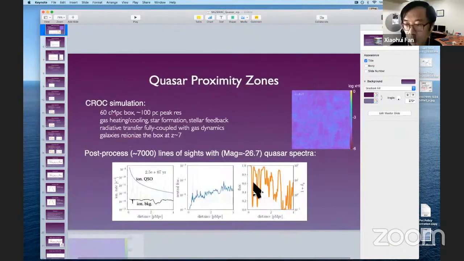Thank you. I have a quick question. In your recovery, you assume that you know exactly what the ionization flux for the quasar is, and also the background, outside background, UV background. Is that right?